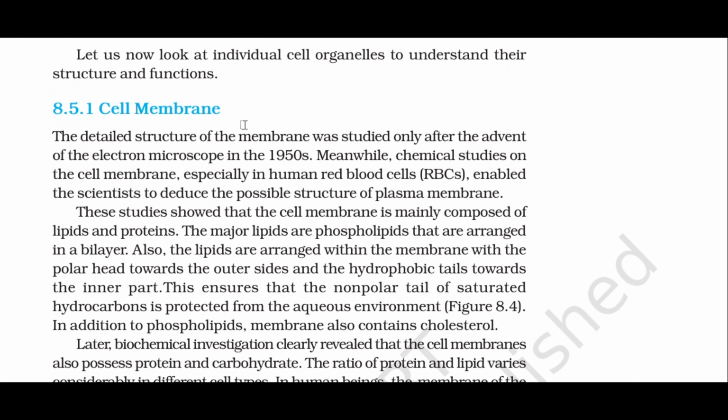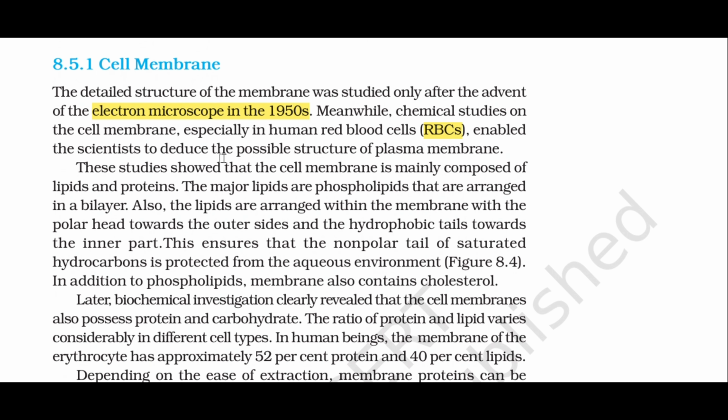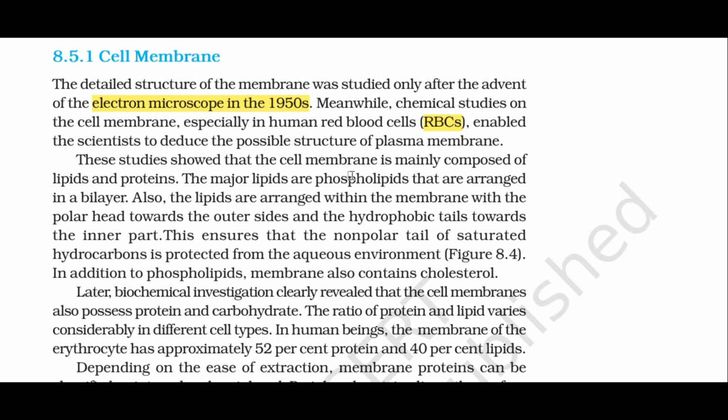8.5.1 Cell membrane. The detailed structure of the membrane was studied only after the advent of the electron microscope in the 1950s. Meanwhile, chemical studies on the cell membrane, especially in human red blood cells, RBCs, enabled the scientists to deduce the possible structure of plasma membrane. These studies showed that the cell membrane is mainly composed of lipids and proteins.